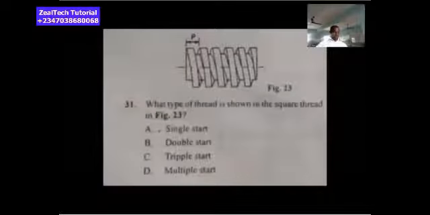Now, what type of thread is shown in the square thread in figure 23? The single start. We only have one start here, not two of them. There's another one here, which is double start. But this is single start thread. All other ones are not here.